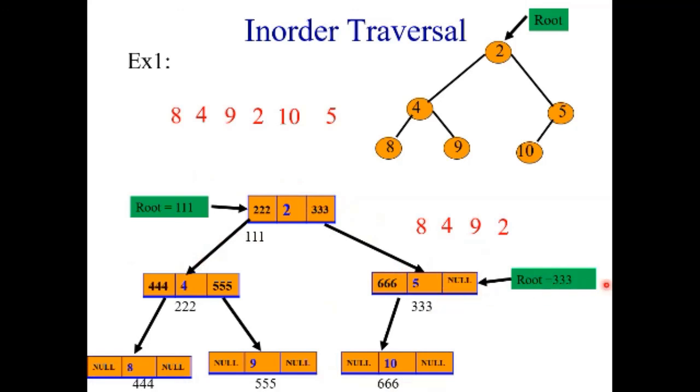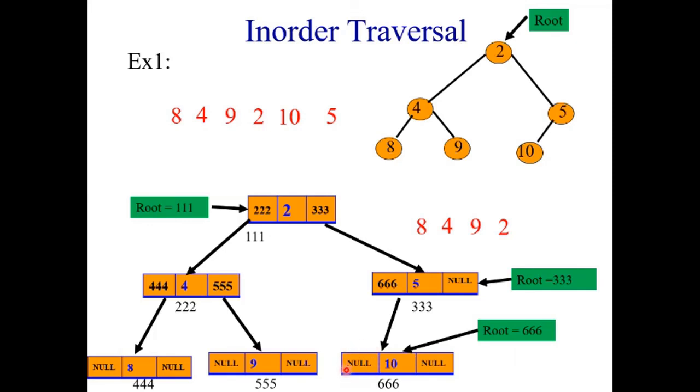So is root not equal to null? Yes, root is not equal to null. What do we do? We call the first recursion by passing the left child address. What is the left child address? 666. Now root becomes 666. The root is not equal to null. Yes. We call the first recursion again by passing the left child address. What is the left child address? Null. Now root becomes null.